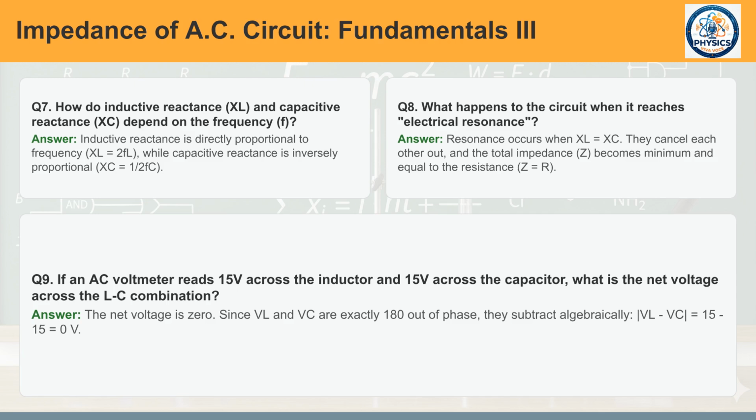Inductive reactance is directly proportional to frequency, while capacitive reactance is inversely proportional. At electrical resonance, inductive reactance equals capacitive reactance, and total impedance becomes minimum, equaling the resistance R. If the voltage across both L and C is 15 volts, the net voltage across the LC combination is zero.